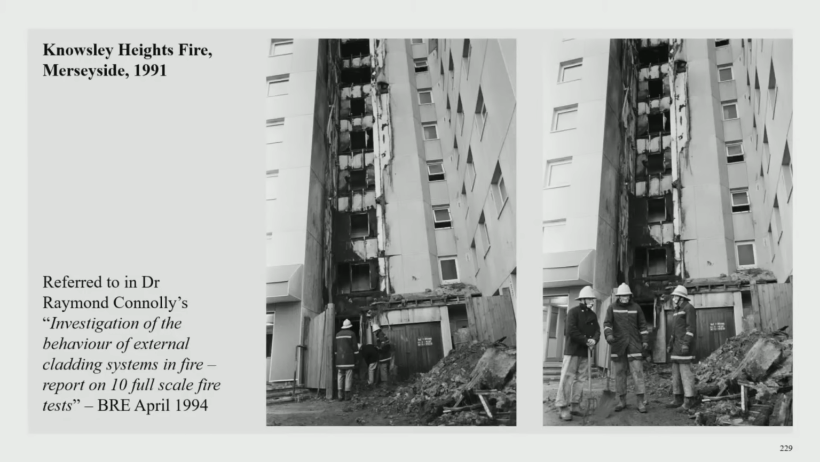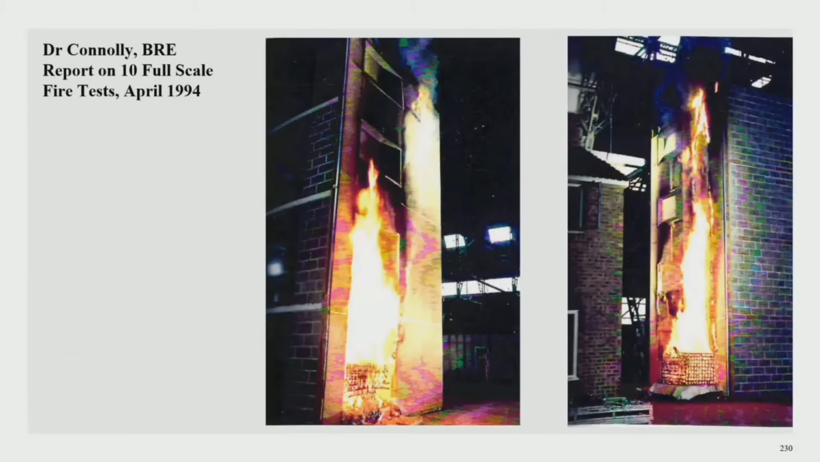In relation to the Knowsley Heights fire, Dr. Connolly states in his 1994 report, which was titled Investigation of the Behaviour of External Cladding Systems and Fire, a report on 10 full-scale fire tests, that the overcladding system involved achieved a Class 0 rating and the insulation was non-combustible. He also stated that one of the reasons for the rapid spread of the fire was an unusual construction detail, which effectively created a flue that travelled up through the height of the building.